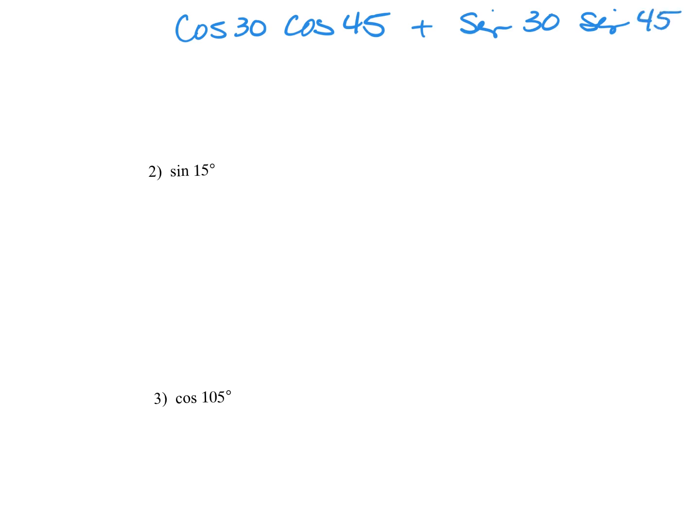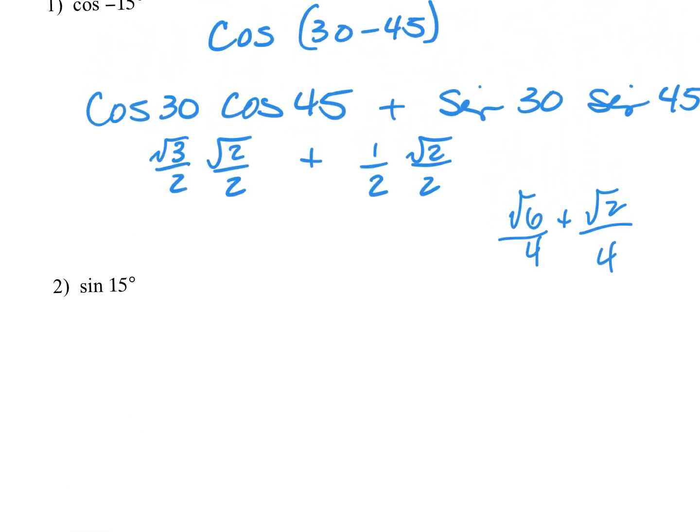So the cosine of 30 is root 3 over 2. The cosine of 45 is root 2 over 2, plus the sine of 30 is 1/2, and the sine of 45 is root 2 over 2. And then you just combine both of them on the left, and you would get root 6 over 4 plus root 2 over 4, which you can write as root 6 plus root 2 over 4.